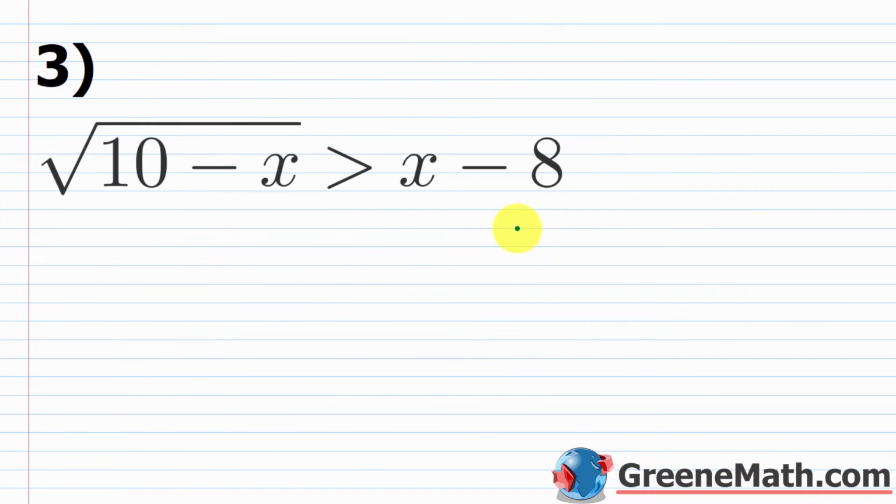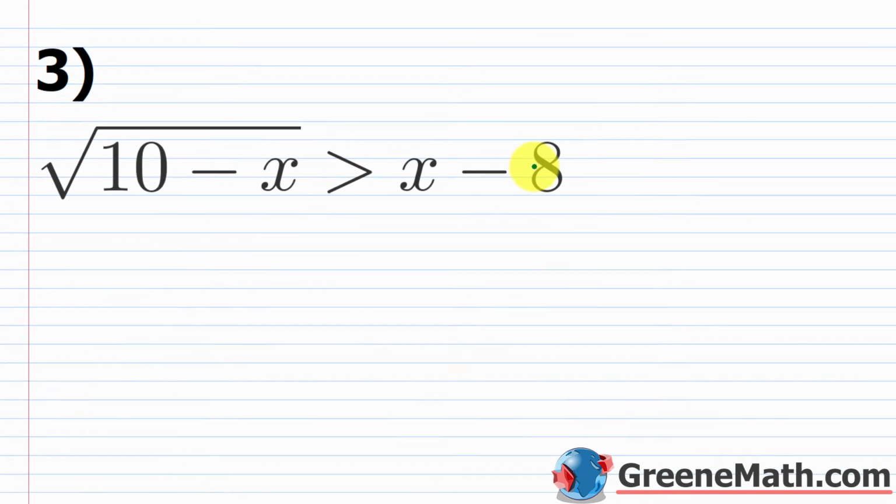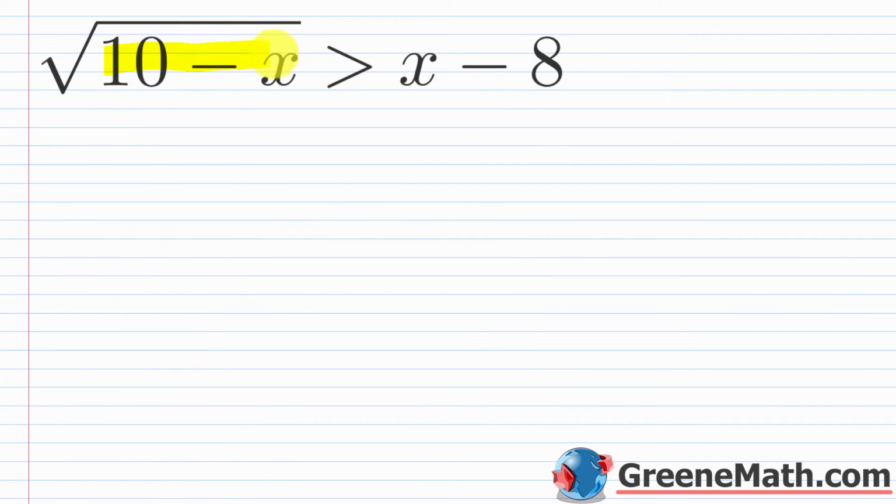All right, let's look at problem number 3 now. So we have the square root of 10 minus x is greater than x minus 8. And again, I'm going to figure out what is my domain. So I'm going to say that 10 minus x, which is my radicand here, needs to be non-negative, so it needs to be greater than or equal to 0.